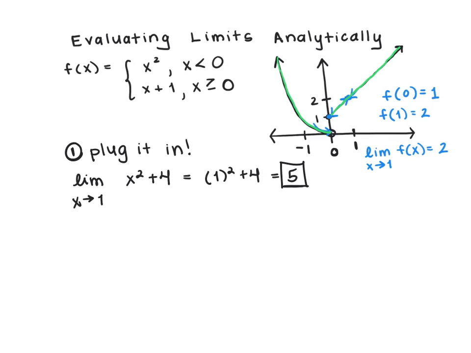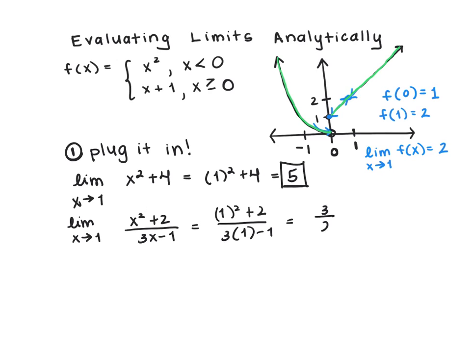Let's look at just a couple more examples just to get the point across. For instance, if I have the limit as x approaches 1 of x squared plus 2 divided by 3x minus 1, I'm just going to plug in 1 here for x. I get 1 squared plus 2 divided by 3 times 1 minus 1. This gives me 3 divided by 2. I found a finite value. Again, that's my limit.